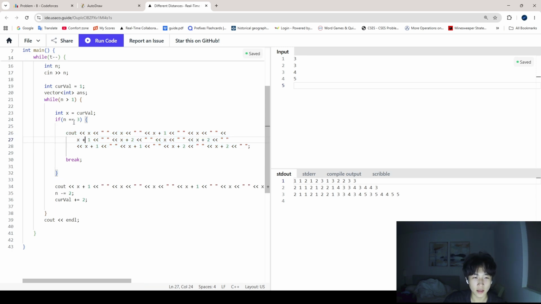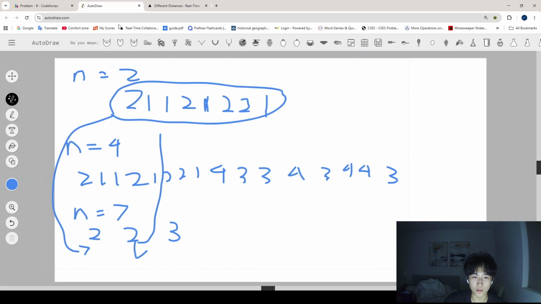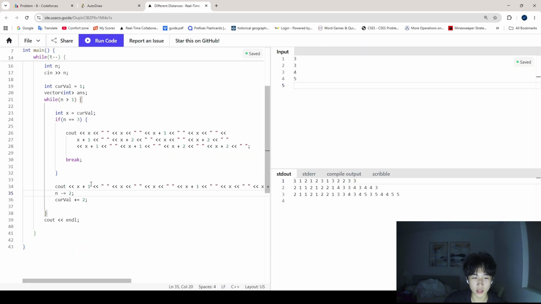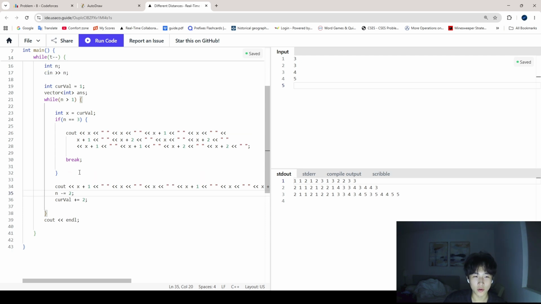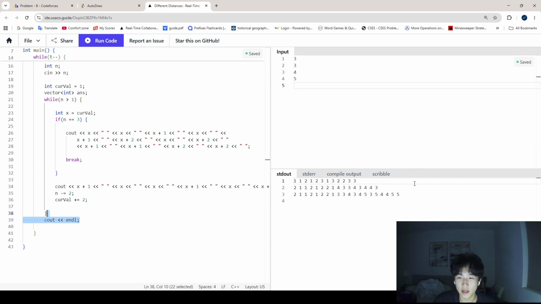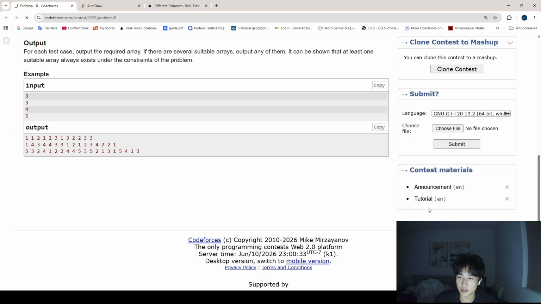And if n is not equal to 3, then that means n can be subtracted by 2. So I can just print out the format right here, which I talked about, where x plus 1 represents 2 and x represents 1. Then I subtract 2 from n, and I add 2 to the current value, and I just keep on going until n is either equal to 3 or smaller than 1. And then I print out the last line, and the answer works, as you can see right here.